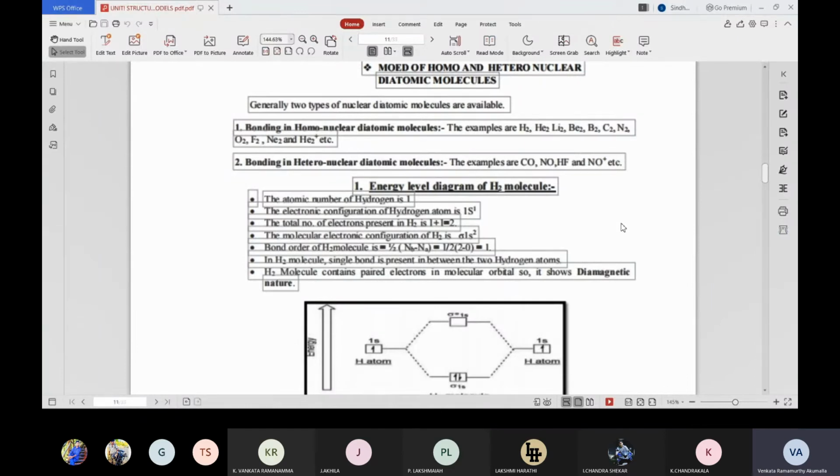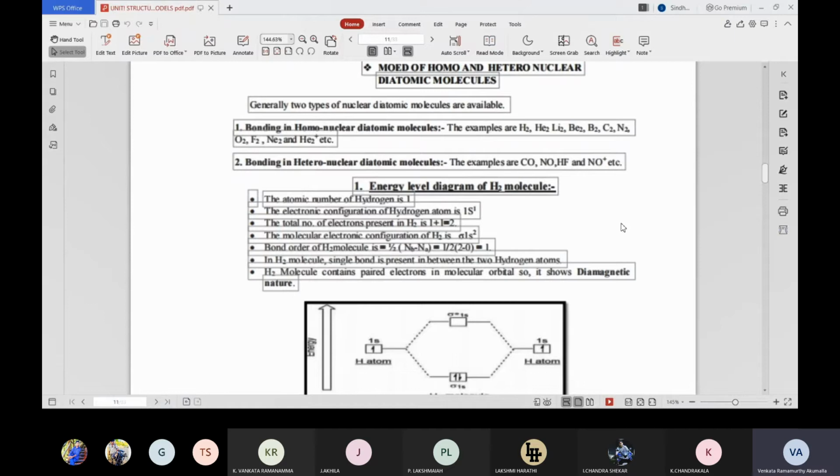And bonding in homonuclear diatomic molecules means the same type of atoms combining to form molecules. So those are the two types of diatomic molecules. One is bonding in homonuclear diatomic molecules, for example hydrogen, helium, lithium, beryllium, boron, carbon, nitrogen, oxygen, fluorine, neon and the helium ion.